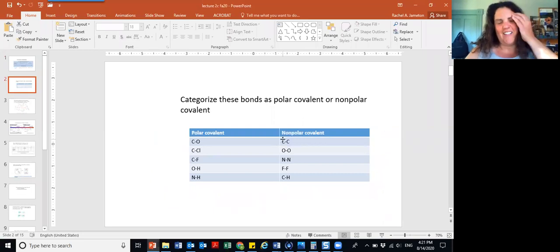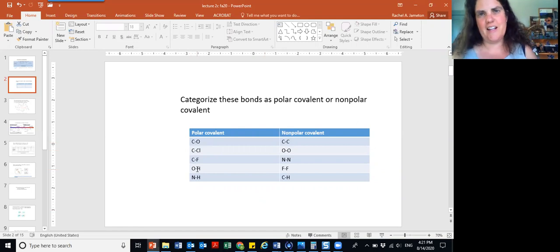So you might sometimes have to categorize bonds as polar covalent or nonpolar covalent. If you have, like I said, two elements that are different, then those are going to be polar covalent, and that's what we're going to talk about in organic chemistry. If the elements are the same, it's nonpolar covalent. And then you also have this one exception to that rule, which is the carbon-hydrogen bond.